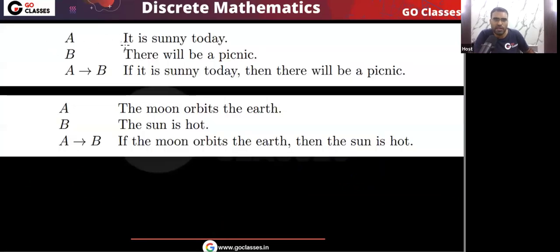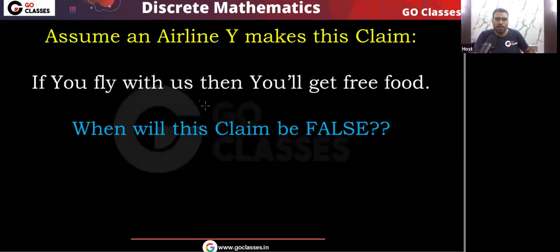Now let's see the behavior. If this is your statement A and this is your statement B, how to read A implies B? This is very simple: if A, then B. For example, A is it is sunny today, and B is there will be a picnic. So if A, then B. I hope this point is clear. Now we will see the truth table of implication.